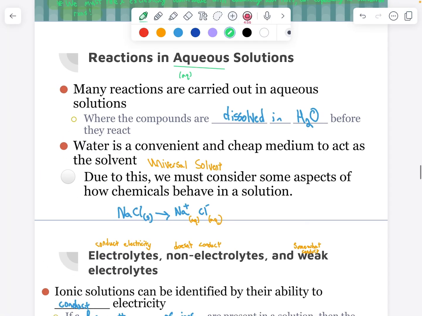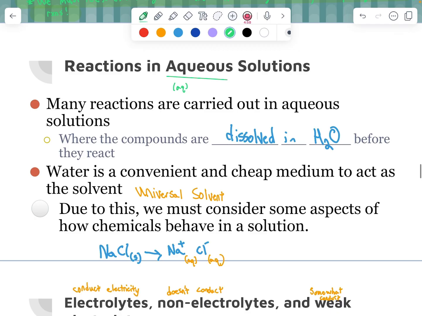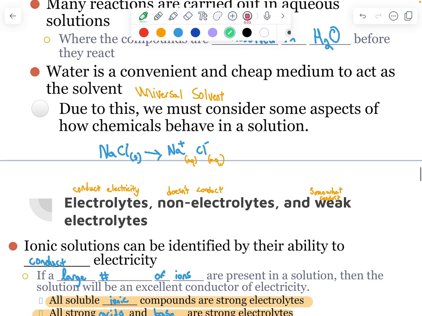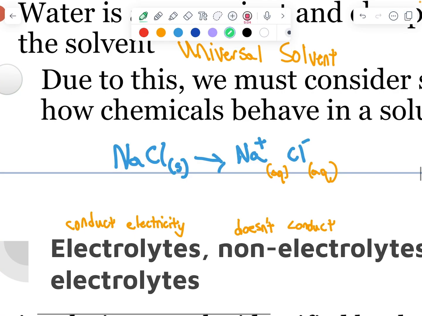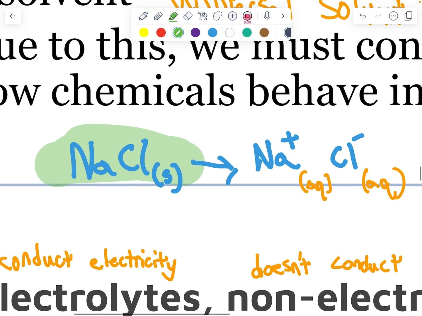So to do this, we must consider some aspects of how chemicals behave in a solution. And so here we have an ionic compound, sodium chloride, table salt. And remember, these are stacked in a lattice. And so we're going to have a sodium on top of a chloride, on top of a chloride, on top of sodium, and that in three-dimensional lattice, almost like a cube, is how it's drawn.